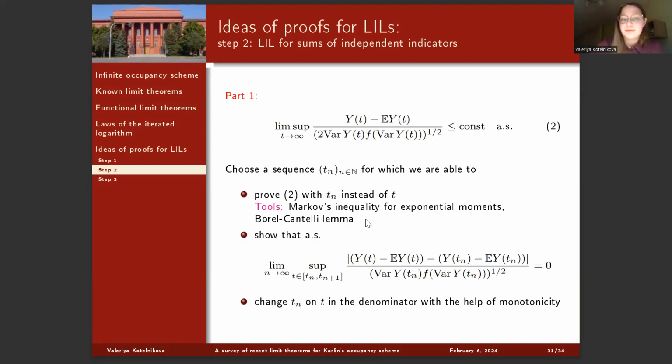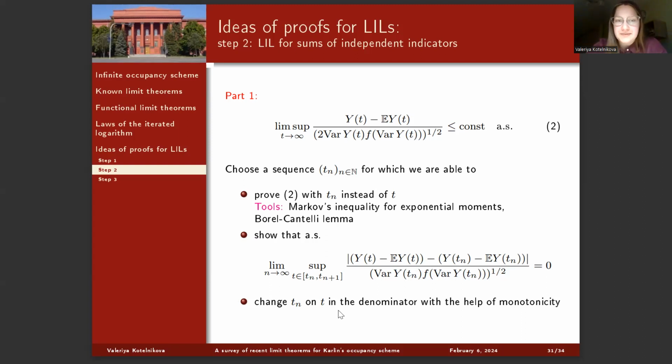The next 2 conditions which we want from this sequence Tn is that we will be able to spread our result on the whole line, so not only for Tn, but for every T. We do it in such a way that we show that if T belongs to the interval from Tn to Tn plus 1, then the deviation between the numerator and the numerator at moment Tn is negligible compared to the denominator. The precise formula you can see on the slide. And the third step, we want to be able to change in the denominator Tn to T, and we do it with the help of monotonicity, which is one of those 6 assumptions which I preferred not to mention.